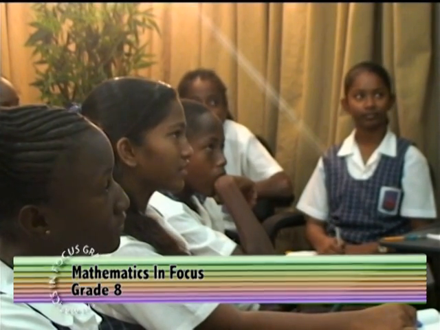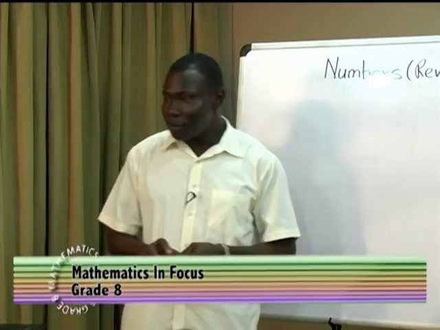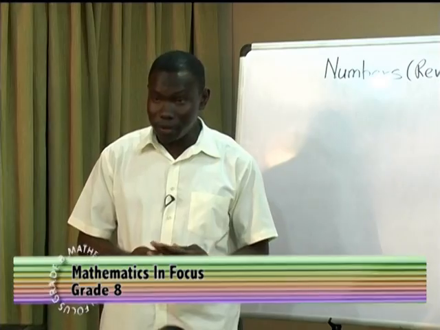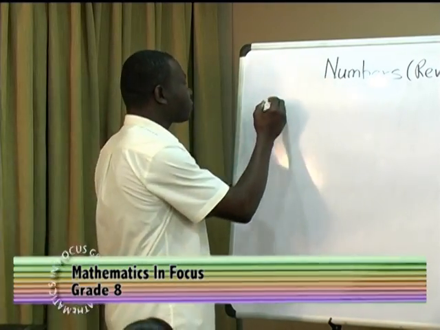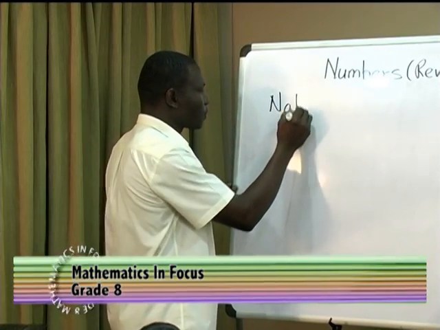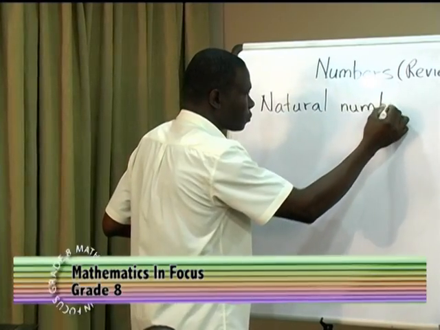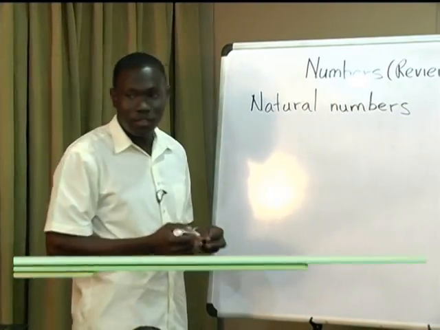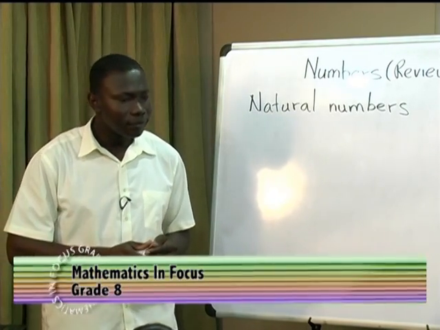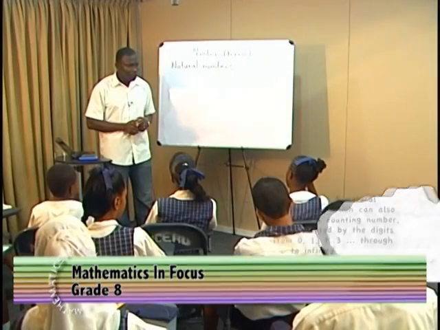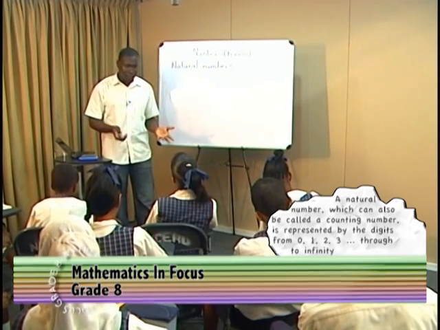All right, numbers. Let us get into our class for today and get into our studies. The first type of numbers we will look at, one of them which you called out, is the set of natural numbers. Natural numbers. What are natural numbers? Natural numbers are numbers that begin from 1 and go on.